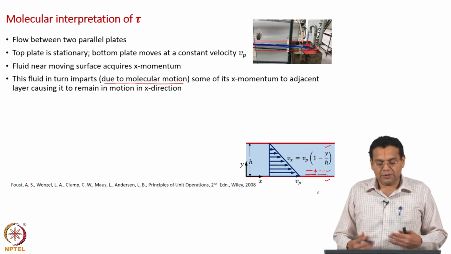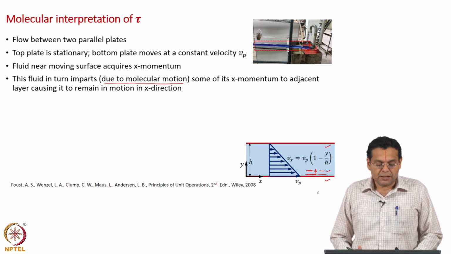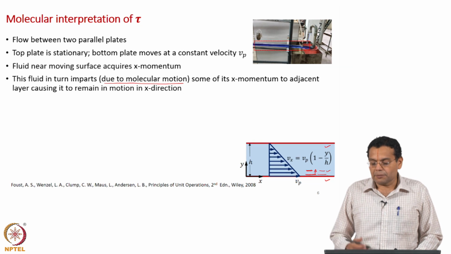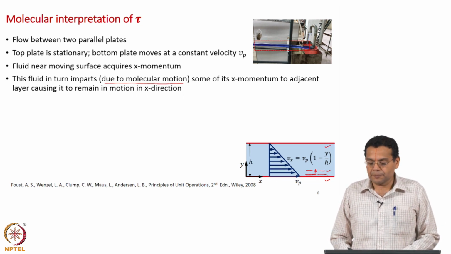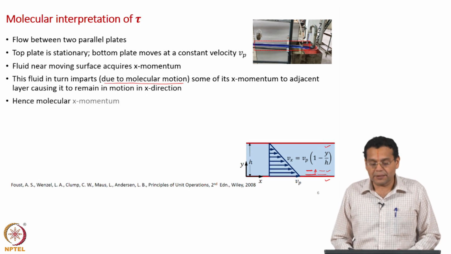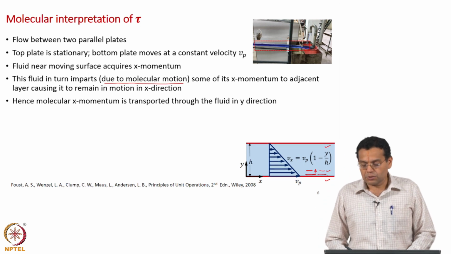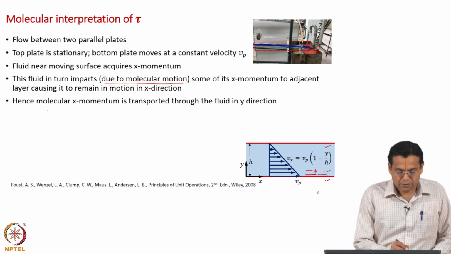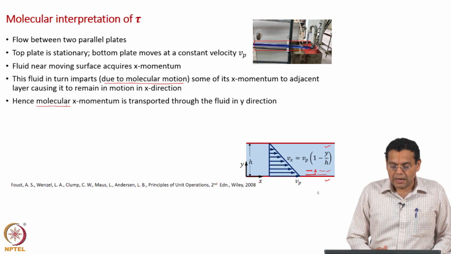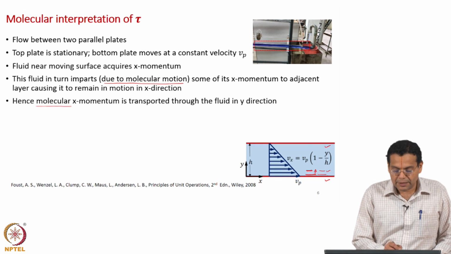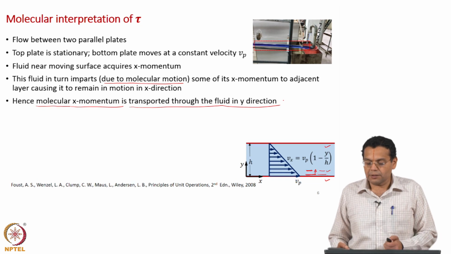This fluid, so when you say fluid, think in terms of molecules in that region. This fluid in turn imparts some of its x momentum to the adjacent layer, causing it to remain in motion in the x direction. So, how do you interpret this? Molecular x momentum is transported through the fluid in the y direction. Look at the words very specifically: we have used molecular x momentum, and that x momentum is transported through the fluid in the y direction, more specifically in the positive y direction.